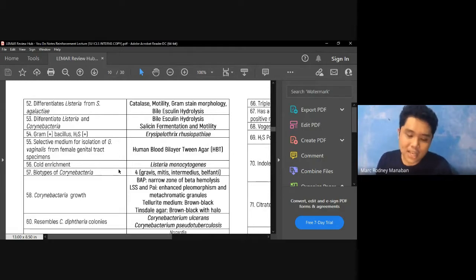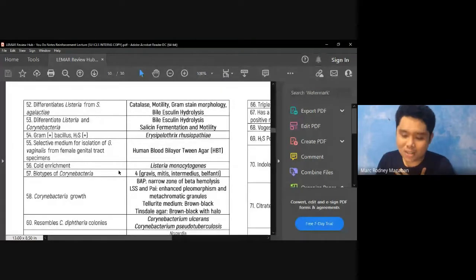Alright. Next, what are the tests to differentiate Listeria from Corynebacteria? The bile esculin hydrolysis, salicin fermentation, and motility. Listeria is still the motile one, Corynebacteria is non-motile. So, there are some questions in the previous board exams, not during our time, where they ask, like, which of the following tests will differentiate Listeria from another organism? Which of the following tests will differentiate this organism from another? So, di ba, medyo makashort? So, again, at least now we are ready.